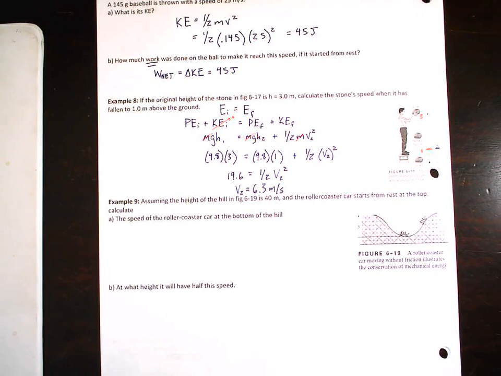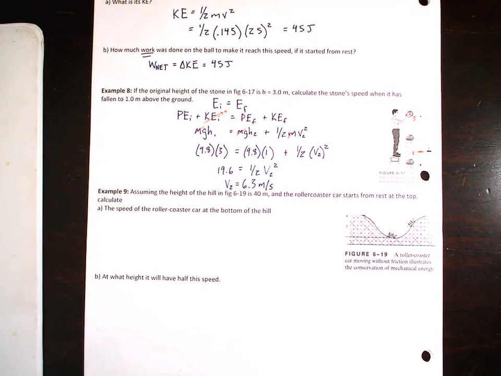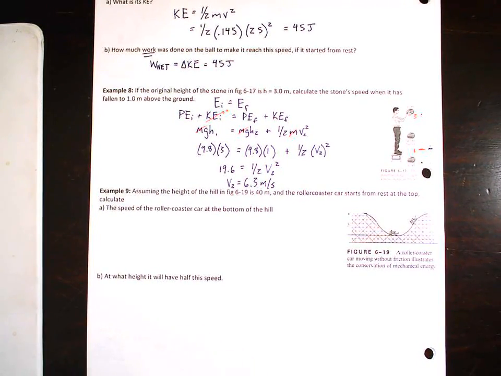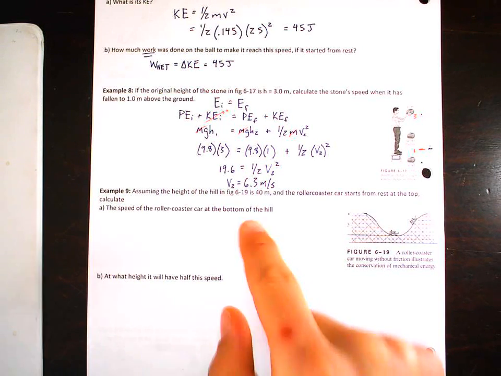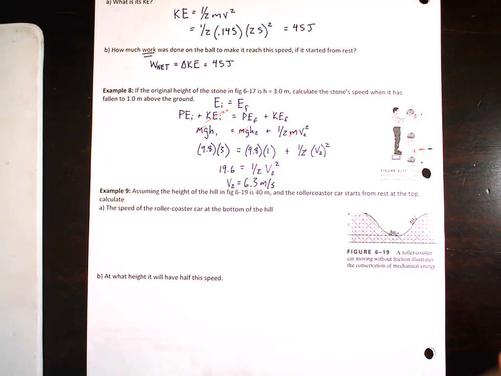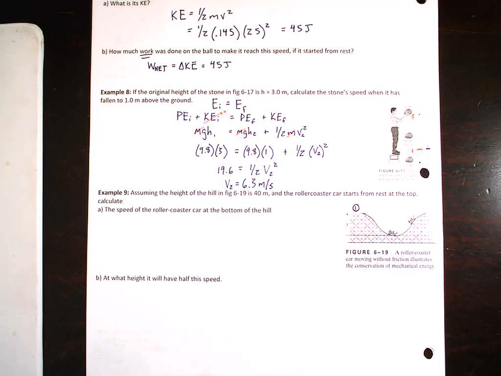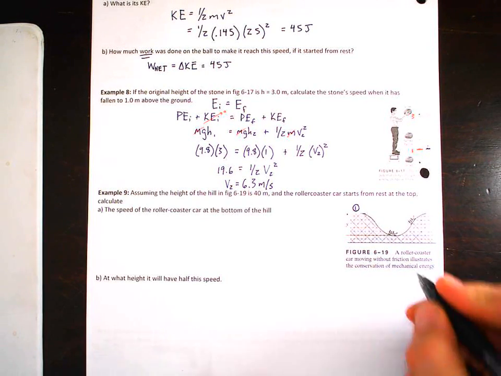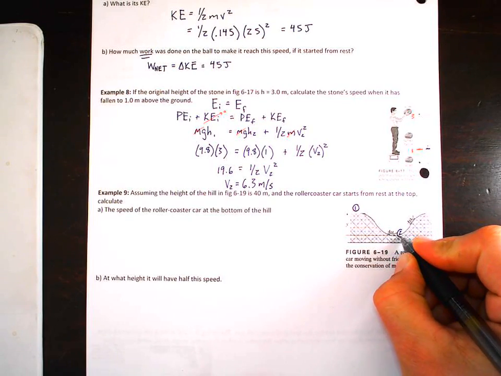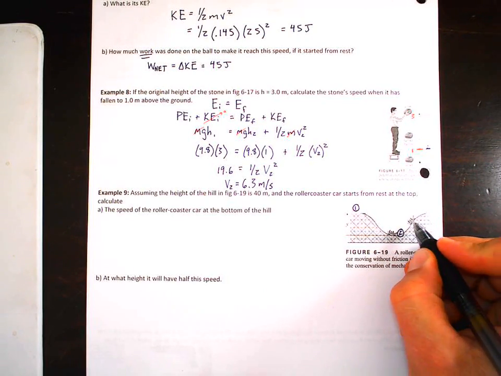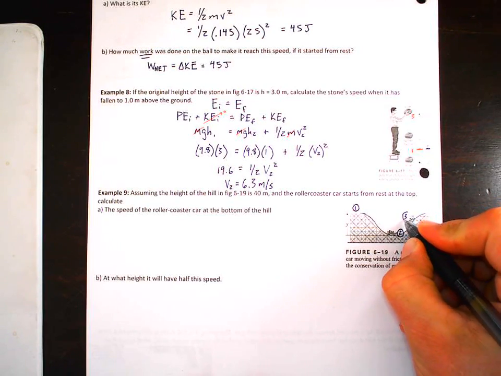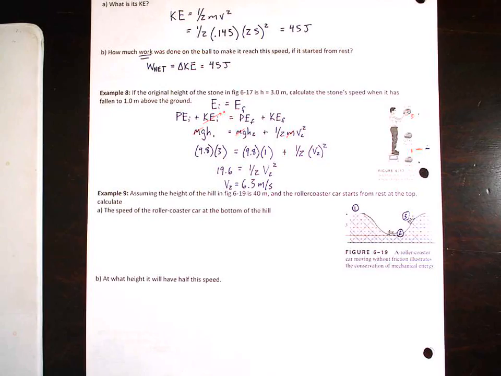Okay, let's look at the next one. Got a roller coaster here, and we've got a 40-meter hill. The roller coaster is going to start from rest at the top. And they ask us about 2 points here, A and B. So I like to label on my diagram. I could call this point A, I could call it point Z, I could call it whatever. I'm going to call it point 1. Here's point 2. And then they're also going to ask us about another point in part B down here. So I'm going to call that point 3.